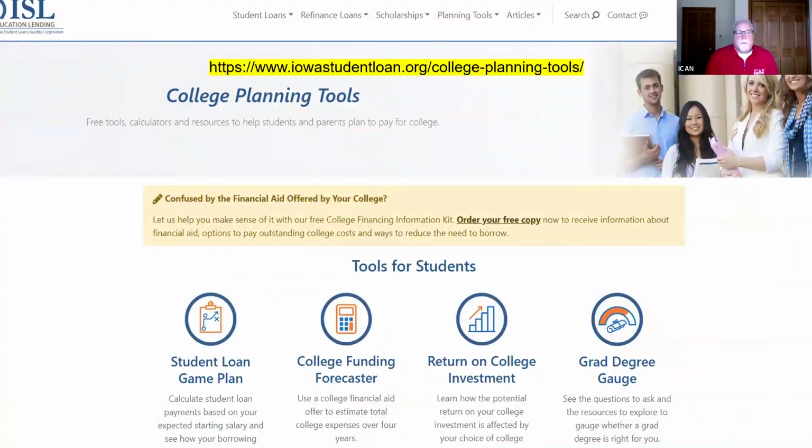I mentioned a little bit earlier some college tools or planning tools that students and parents can access. This is on the Iowa Student Loans website. Notice at the top they offer some scholarships and planning tools. If someone were to take a loan out through Iowa Student Loan, they require that the student go through some of these tools to make sure they're not over borrowing. They're very good tools to use, especially the college funding forecaster, where, for example, if you have two financial aid offers, you can plug the numbers in to help do some planning. So be sure to check out their website, iowastudentloan.org.